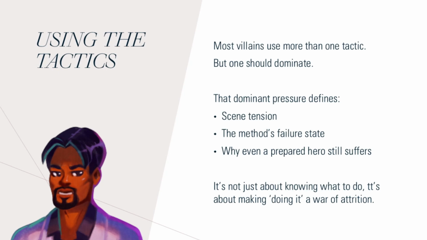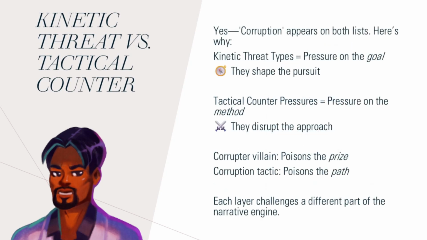Now, before I wrap this up, a little something I wish to address. The difference between kinetic threat types and tactical counters, such as, I'm sure you noticed, corruption is on both lists, for example. What's up with that? Here's the core distinction. Kinetic threat types describe how the antagonist pressures the story pursuit. They shape what the hero is chasing, or how hard it is to get there. Tactical counter pressures describe how the antagonist pressures the hero's method. They disrupt how the hero tries to get what they want. So when you see corruption in both lists, the corruptor makes the goal rotten. The corruption tactic makes the approach destructive. One poisons the prize, one poisons the path.